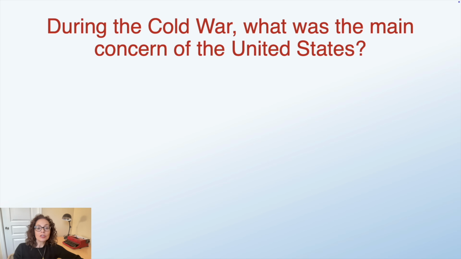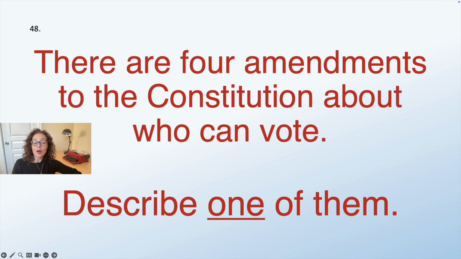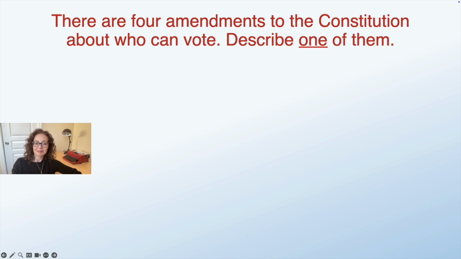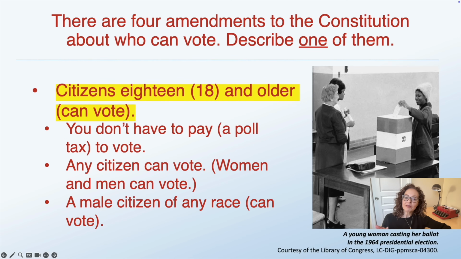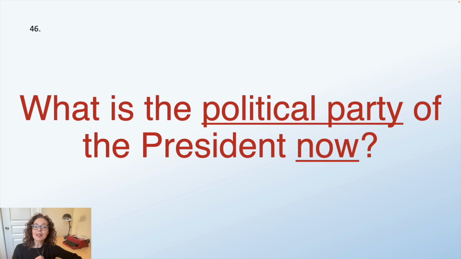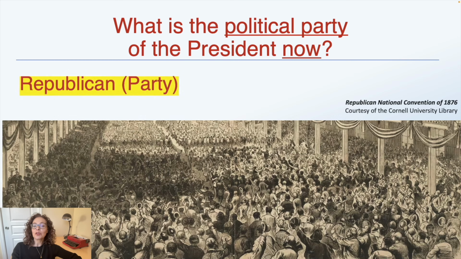During the Cold War, what was the main concern of the United States? The main concern during the Cold War was communism. There are 4 amendments to the Constitution about who can vote. Describe one of them. Citizens 18 and older can vote. What is the political party of the president now? Republican.